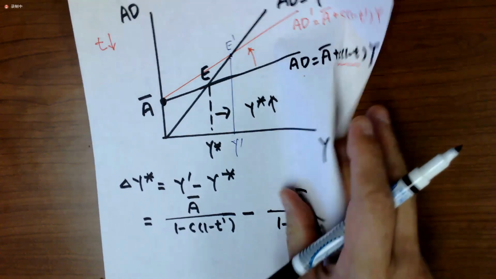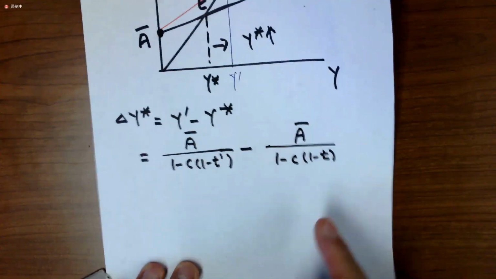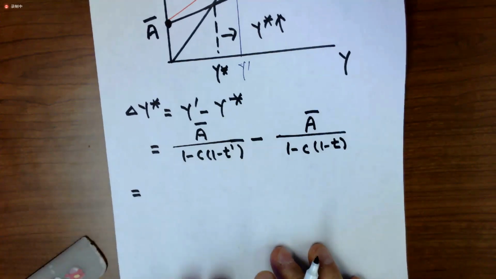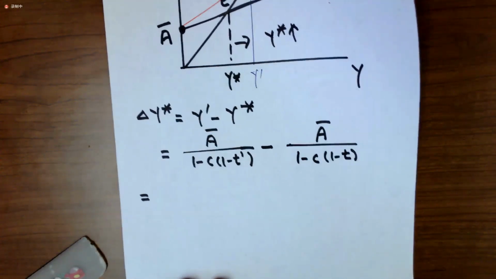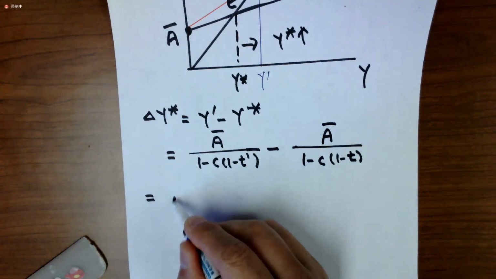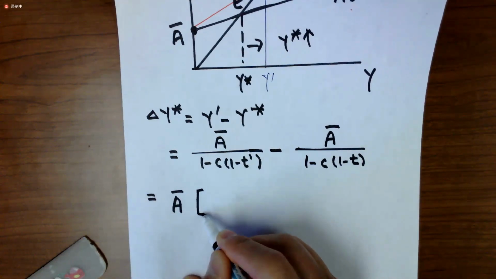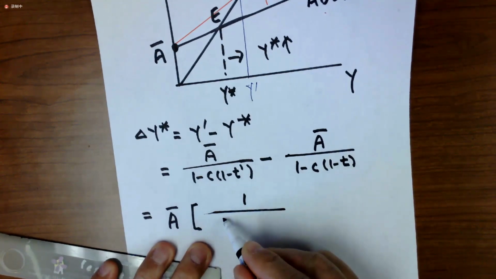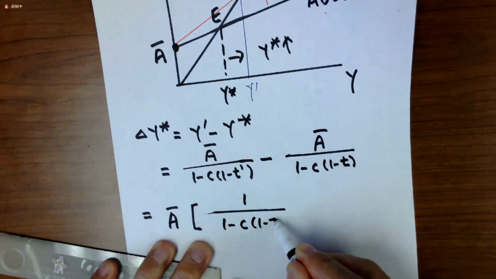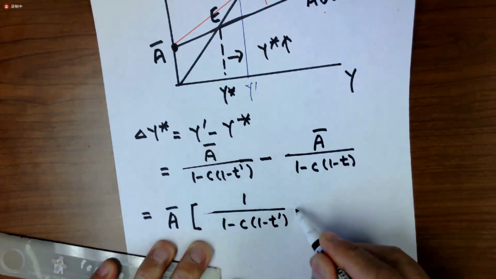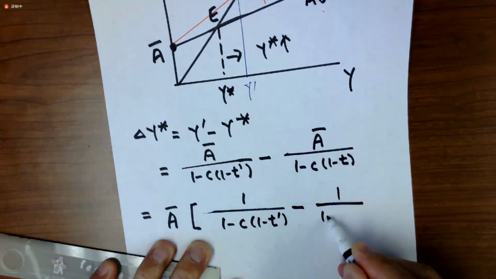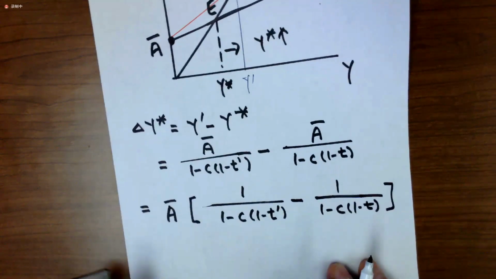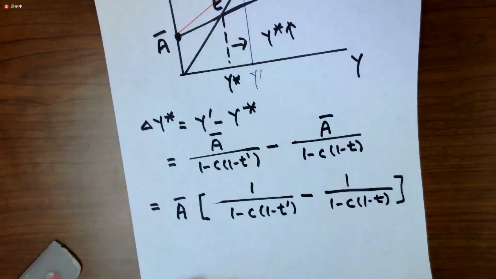So when I look at these two expressions on the right-hand side for the new and the old equilibrium output, tell me, what's the common term? Do they have the same numerator? Yeah. So you have the A bar times 1 over 1 minus C, 1 minus T prime, minus 1 over 1 minus C, 1 minus T. Agree? Yes.